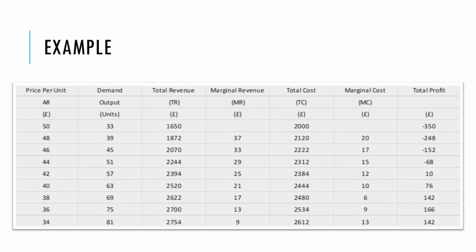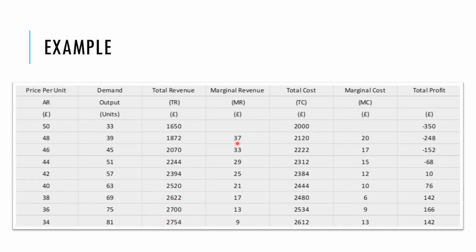Now let's move on and look at profit maximization and the conditions for profit maximization. Here we have a table showing some information about a business. On the left-hand side, we have the price per unit, which, as we've discussed in previous videos, is the same as the average revenue. And we can see as we lower the price by 2 over time, we have a corresponding increase in demand. This column shows us the total revenue, so the price times the level of demand.